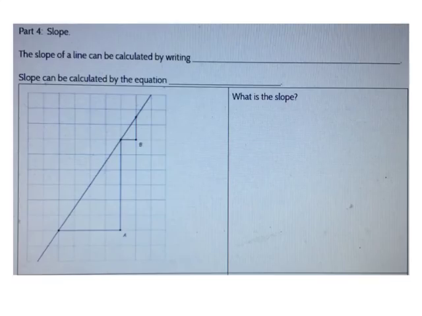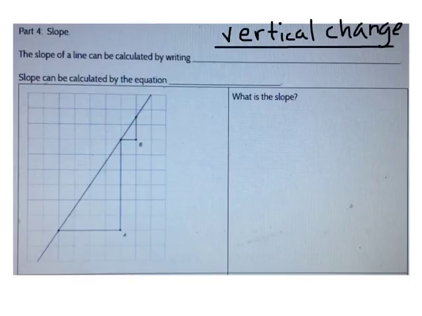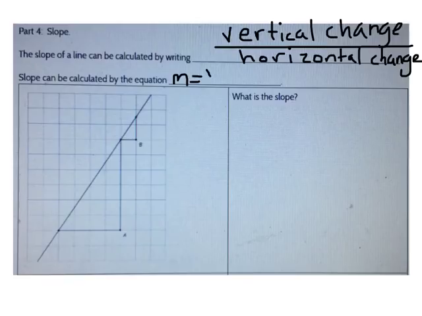We also talked about finding the slope of lines in this unit. The slope of a line can be calculated by writing the vertical change over the horizontal change. Rise over run. Slope can be calculated using the equation m equals y2 minus y1 over x2 minus x1, the change in y over the change in x.